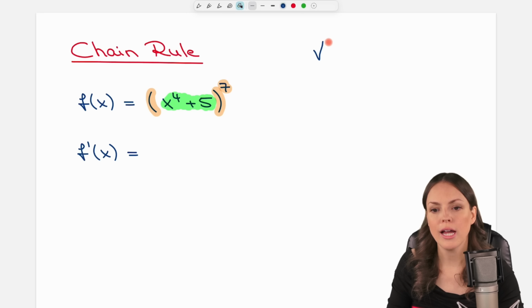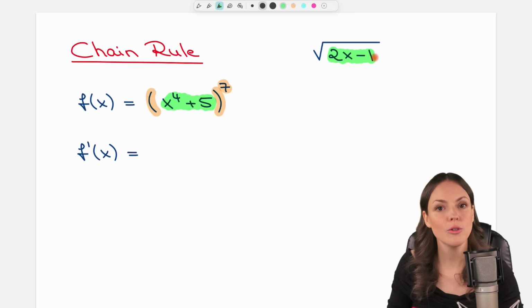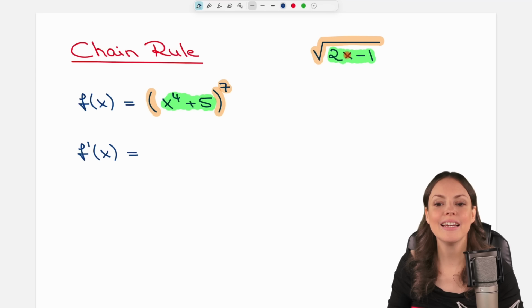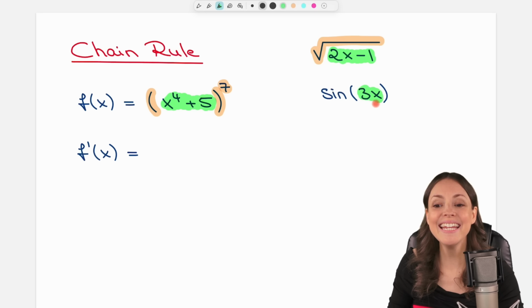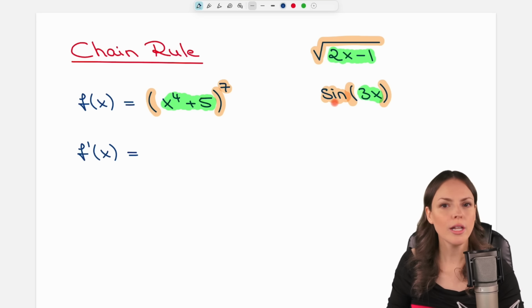Same thing, for example, if you have the square root of 2x minus 1. Then we have something in the square root, so inside, and we have the square root outside. So we have a function in another function. Or if you have sine of 3x, for example, then here we have a function in the sine, so in this outer function. The green thing is always the inner function, the orange thing is the outer function. So really work with colors.